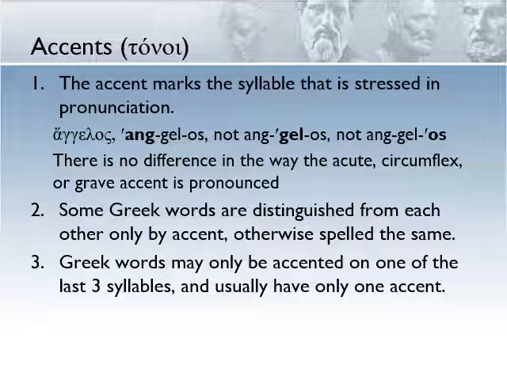And usually a Greek word will have only one accent. Now there are some exceptions to this, and occasionally you'll find a Greek word with 2 accent marks on it. We'll talk about that later when we come to it. But for now, just consider the last three syllables as syllables that can have an accent, and most words will have only one accent.